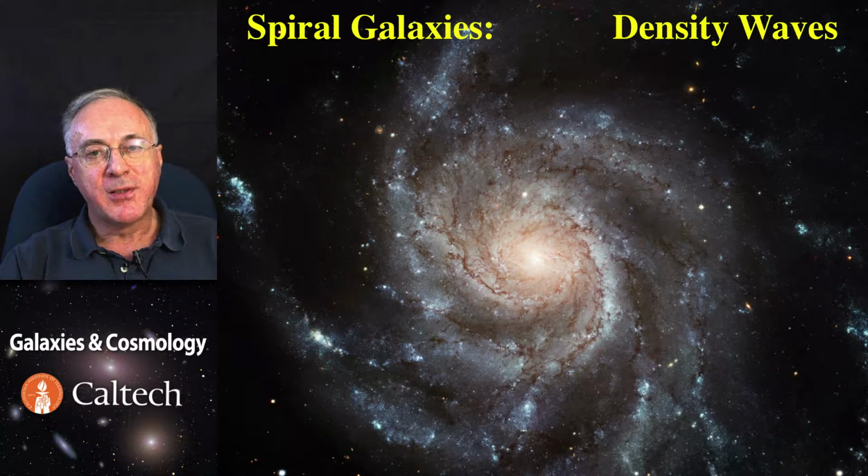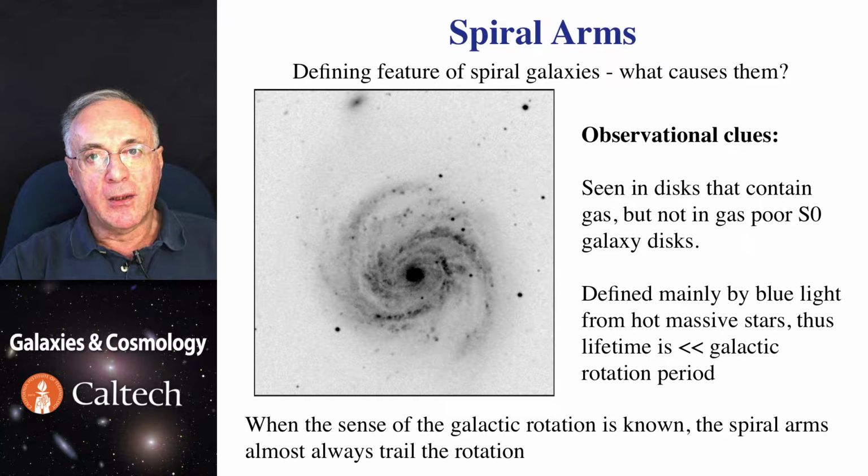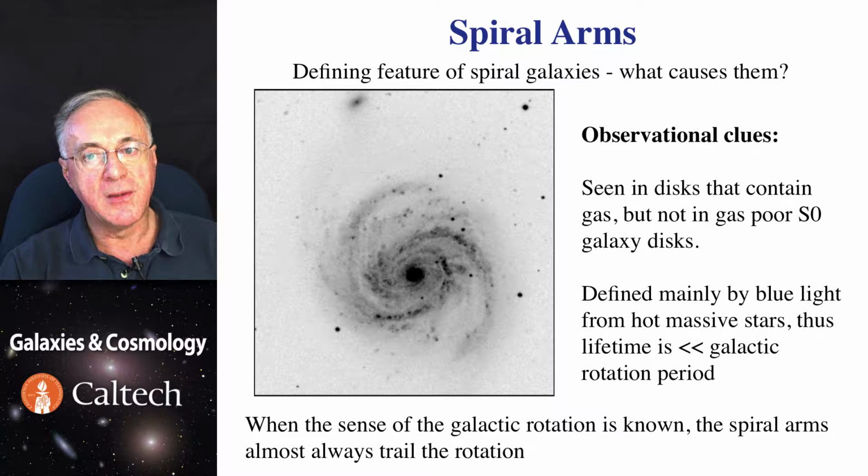Finally, let us now see why spiral galaxies are spiral. Obviously, the spiral arms are the defining feature, and there are some important observational facts about them. Probably the most significant of them is that they're seen only in disks that do contain interstellar material, the gas, which then causes star formation. There are disks which do not contain much gas. Those are the S0 galaxies.